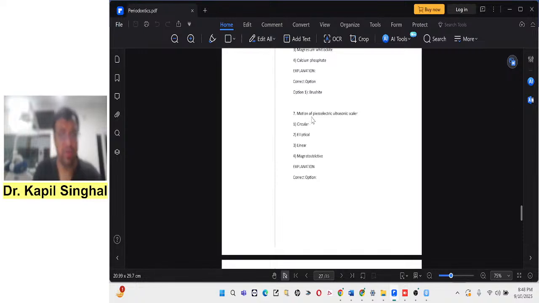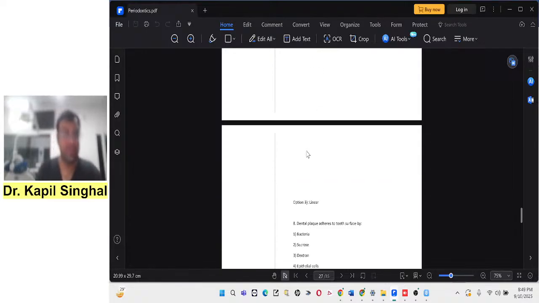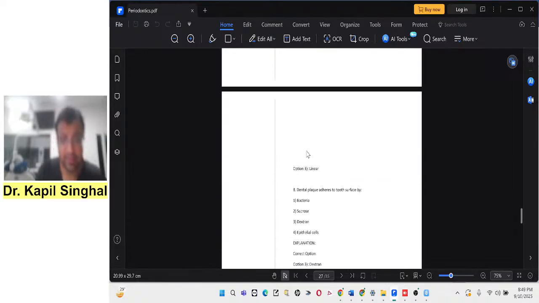Motion of piezoelectric ultrasonic scalers. Please remember this trick: MEA PLT. M for magnetostrictive, E for elliptical movement, A for all sides move. Okay? PLT. P for piezoelectric, L for linear movement, and T for two sides. So MEA PLT. Right now, piezoelectric has linear movement. So the answer here would be C, third, that is linear movement. So remember this small trick, MEA PLT.